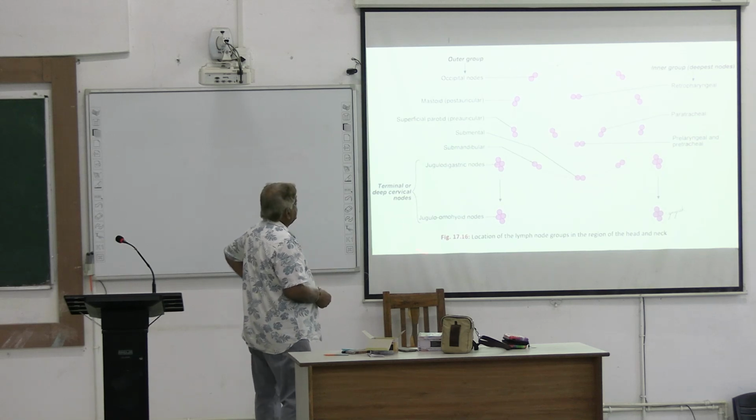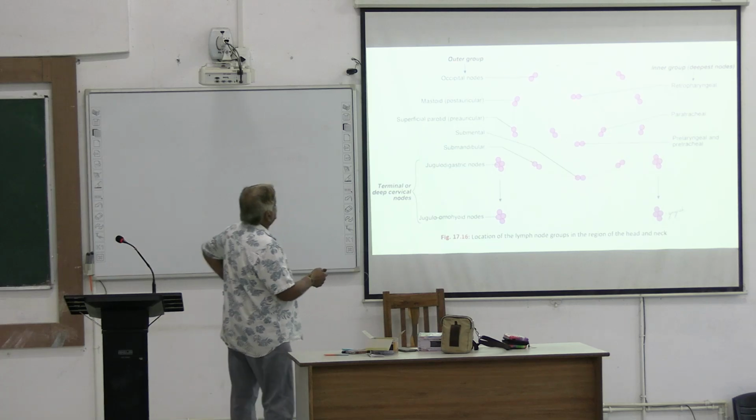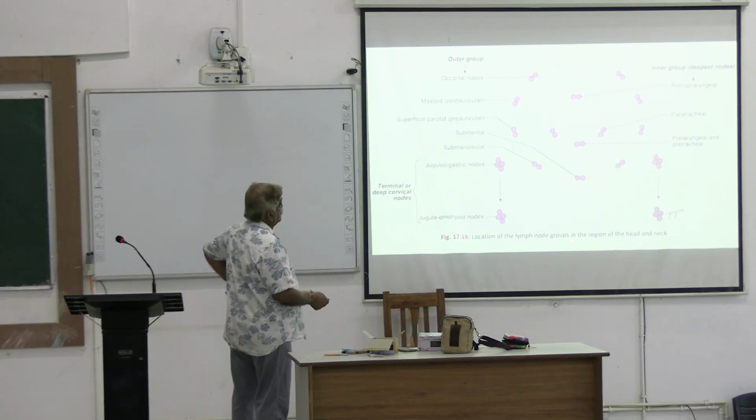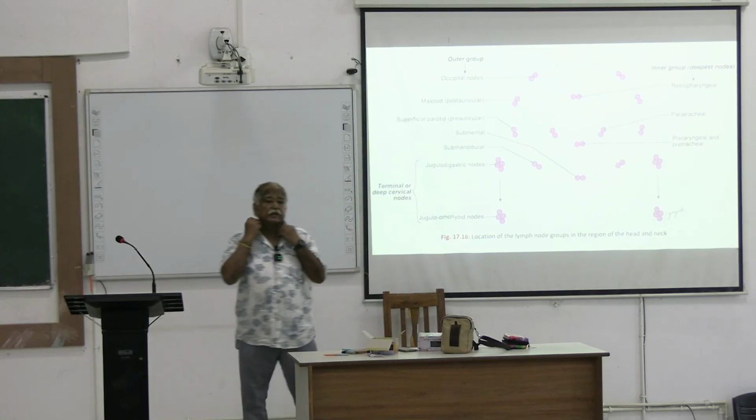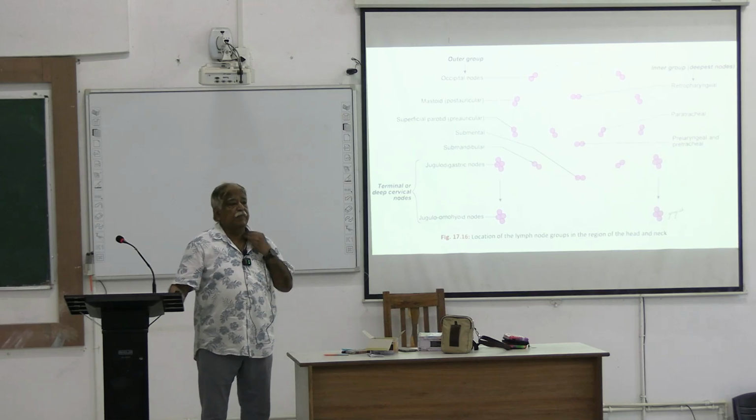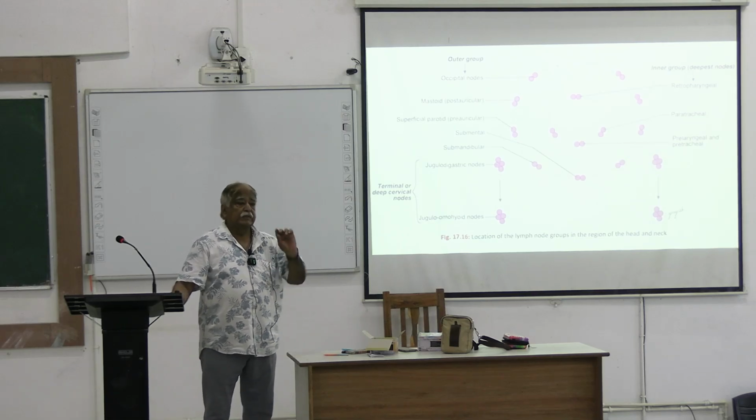Now see the picture, the outer group, the occipital nodes, the lymph node groups in this region of the higher head and neck. Occipital nodes, mastoid, superficial parotid, preauricular, submental, submandibular, jugulo-digastric lymph nodes, jugulo-omohyoid lymph nodes, and the paratracheal, retropharyngeal inner group, deepest, and these are the paratracheal, pharyngeal, and so if there is any lymph node swelling, you have to palpate region wise.